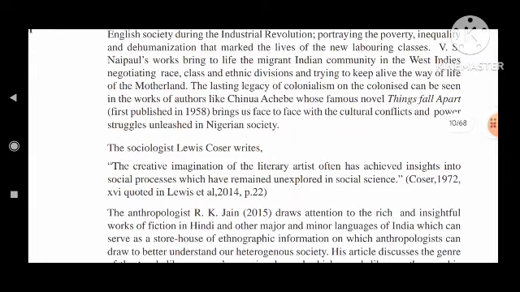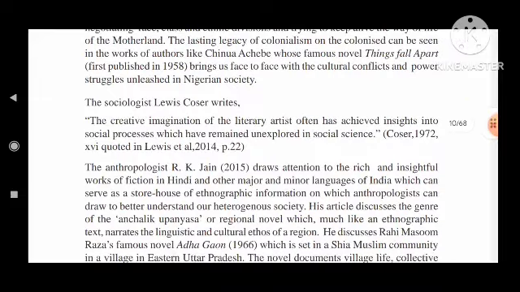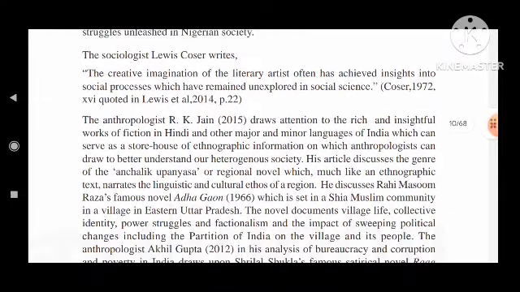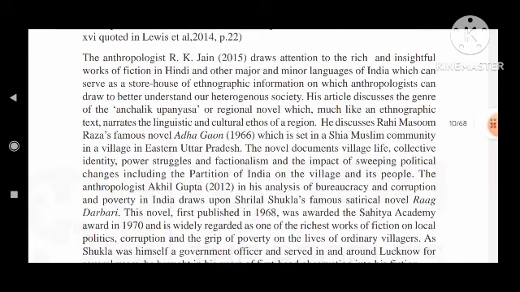The sociologist Lewis Coser writes, "The creative imagination of the literary artist often has achieved insights into social process which have remained unexplored in social science." That is Coser, 1972, quoted in Lewis et al., 2014, page number 22. The anthropologist R.K. Jain, 2015, draws attention to the rich and insightful works of fiction in Hindi and other major and minor languages of India, which can serve as a storehouse of ethnographic information and which anthropologists can draw on to better understand our heterogeneous society.